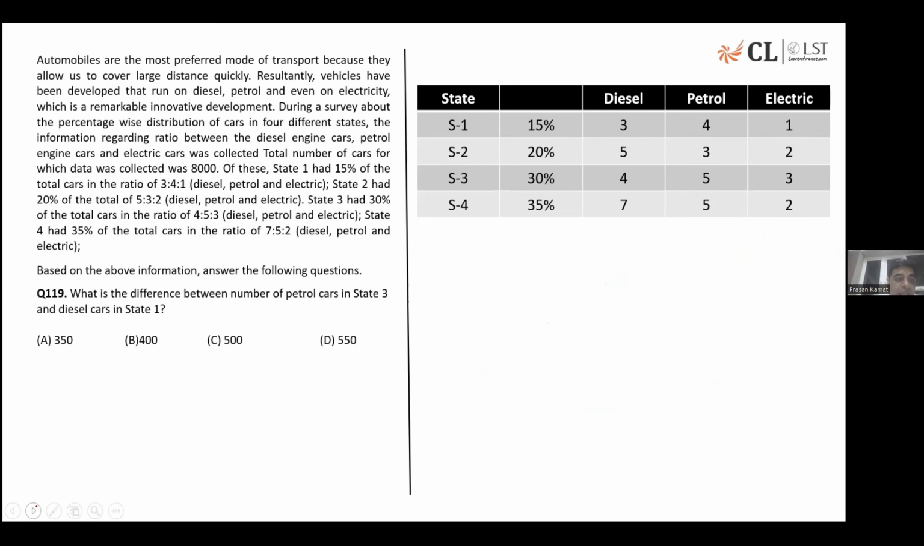Let's go to the next. The difference between the number of petrol cars in state 3. State 3 petrol cars was 5 parts out of 12, 5 by 12 of, we know now 30% was 24,000, minus diesel cars in state 1. Diesel cars is 3 parts out of 8 parts of 15%, which we know now is 1200.